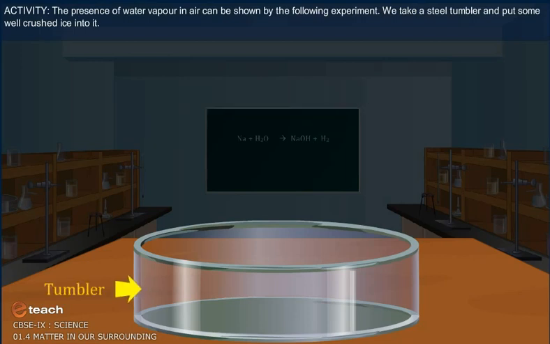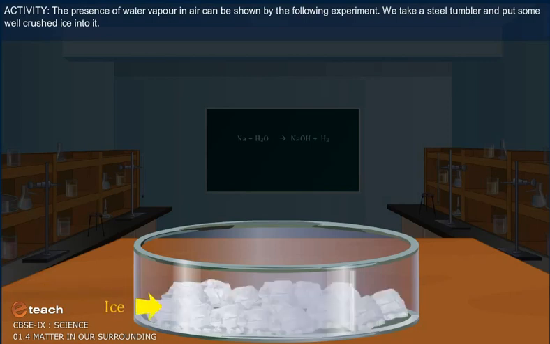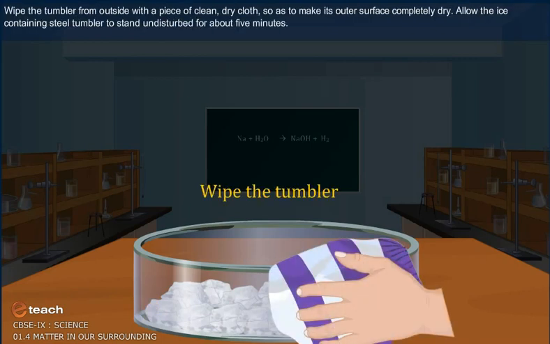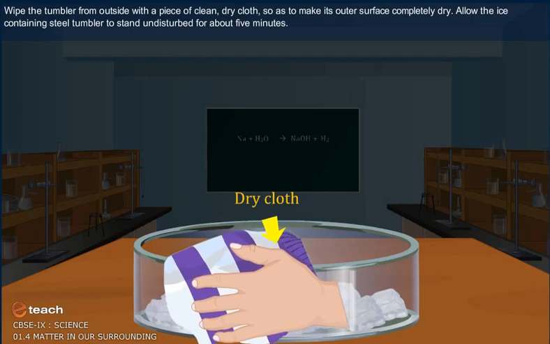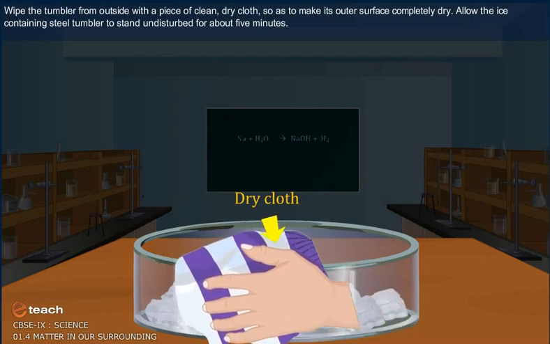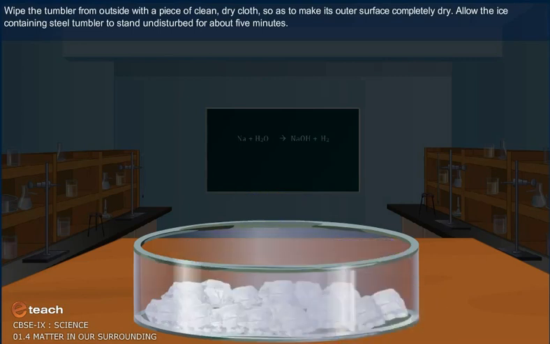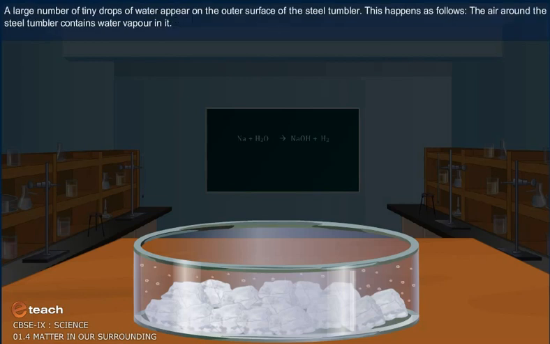We take a steel tumbler and put some well-crushed ice into it. Wipe the tumbler from outside with a piece of clean dry cloth so as to make its outer surface completely dry. Allow the ice-containing steel tumbler to stand undisturbed for about 5 minutes. A large number of tiny drops of water appear on the outer surface of the steel tumbler.